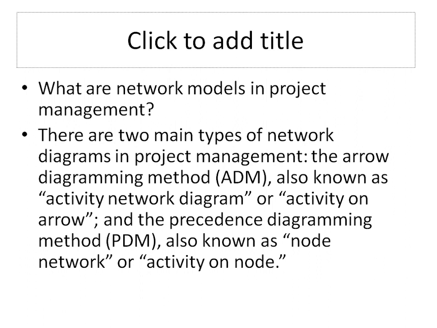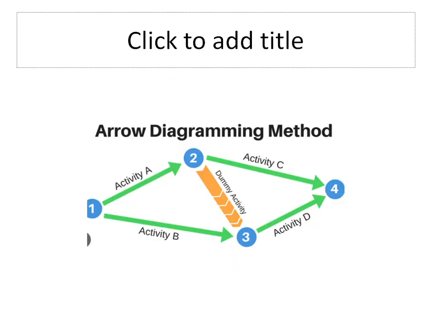And what are the network models in project management? There are two main types of network diagram in project management: the arrow diagramming model, ADM, also known as the activity network diagram or activity on arrow, and the precedence diagram method, PDM, also known as the node network or activity on node. This is the diagram with the activities. Activity A leads to activity B at node 2, then transfers to activity C, then activity D from the third node, and finally reaches the fourth. You can add a dummy activity between nodes 2 and 3.